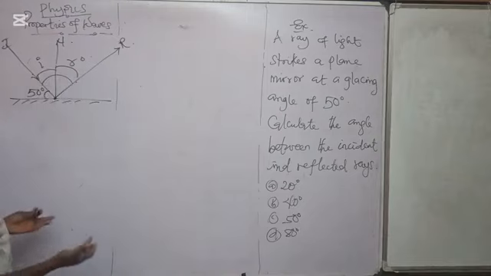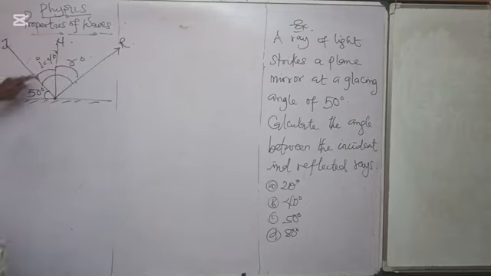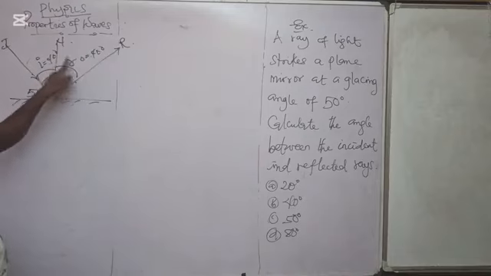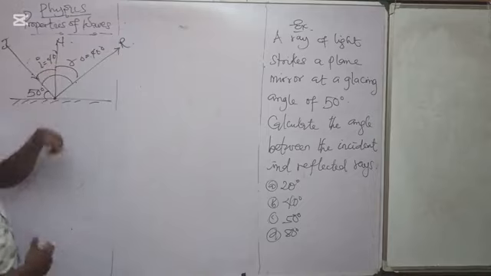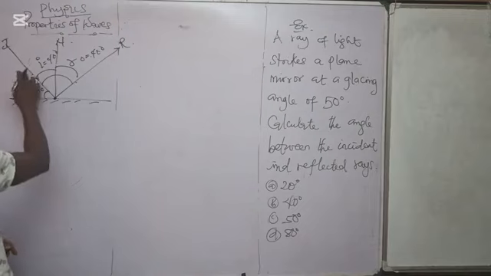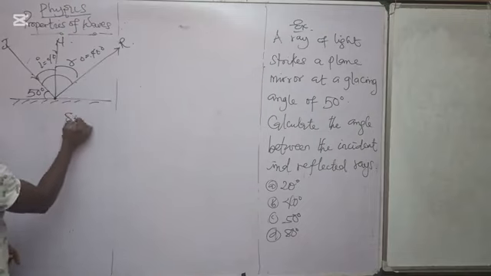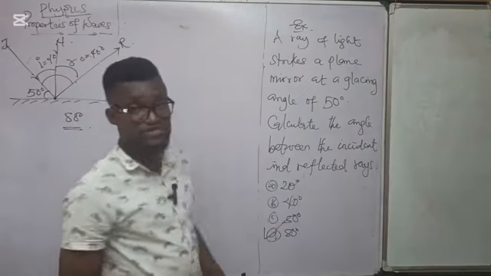Or you can solve it as usual. If here is 50, automatically the angle here will be 40. Why? Because the sum of angles at a right angle is what? It's 90 degrees. Now, if here is 40, here will still be 40. So you now see 40 plus 40 is 80, which is equivalent to 40 times 2. So the angle between the incident ray and the reflected ray now becomes 80 degrees. And that gives the correct answer to be D.